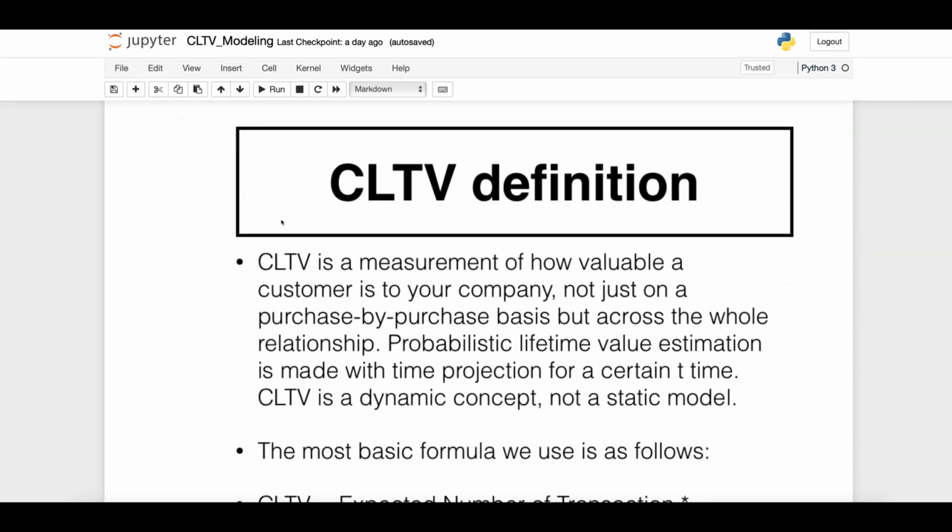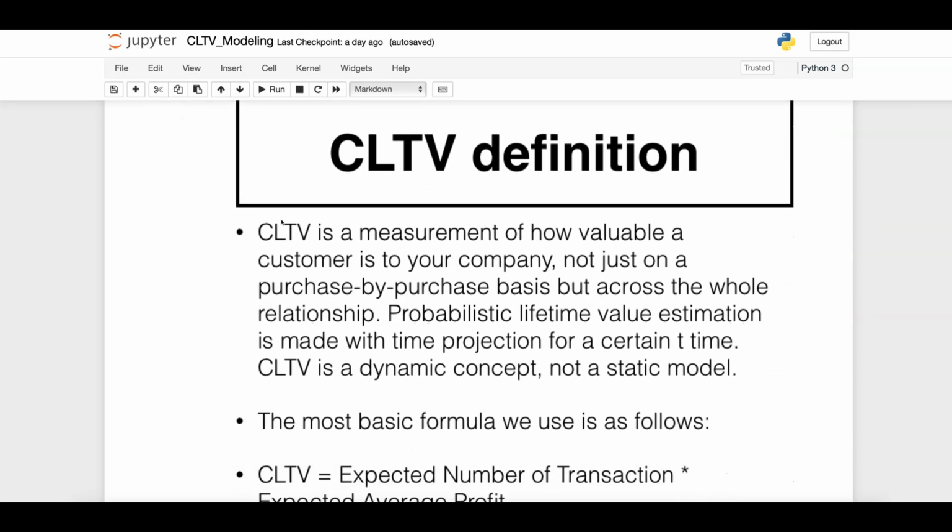Let's go ahead and understand what CLTV is. CLTV is a measurement of how valuable a customer is to your company, not just on a purchase by purchase basis, but across the whole relationship. Probabilistic lifetime value estimation is made with time projection for a certain time. CLTV is a dynamic concept, not a static model.